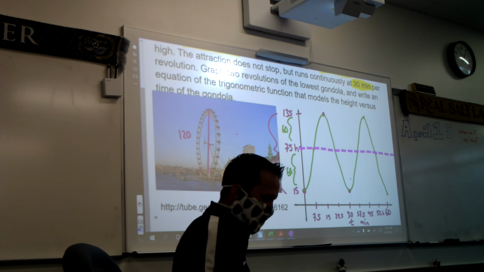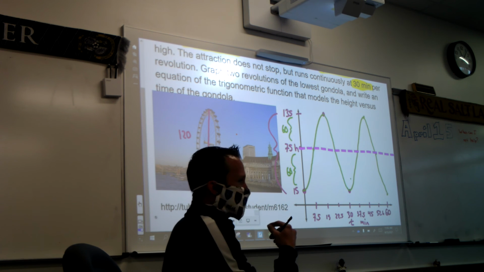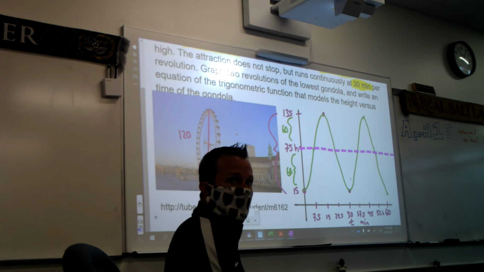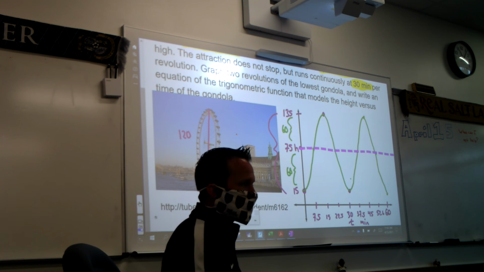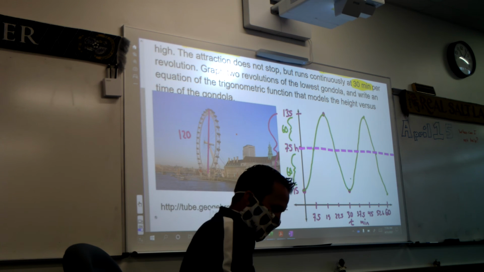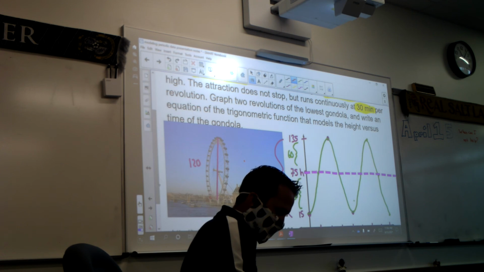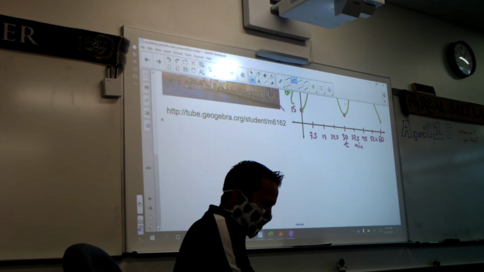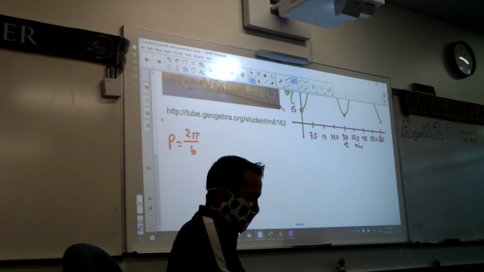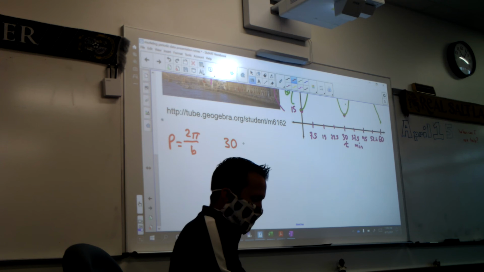And now we've got to change the period. How long was a period? How long did it take for us to go through a cycle here? 30 minutes, right? This ride was 30 minutes. So we're going to write the period is 30 minutes. Period is 2 pi over b, and we know that the length of one cycle was 30 minutes. So I'm going to replace P with 30.